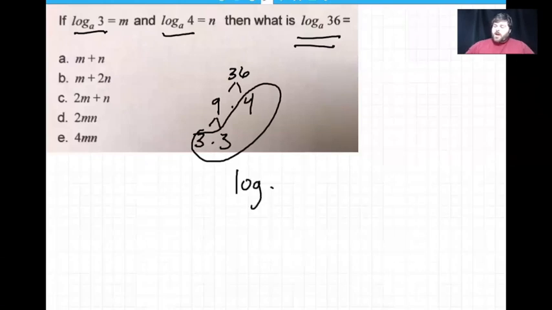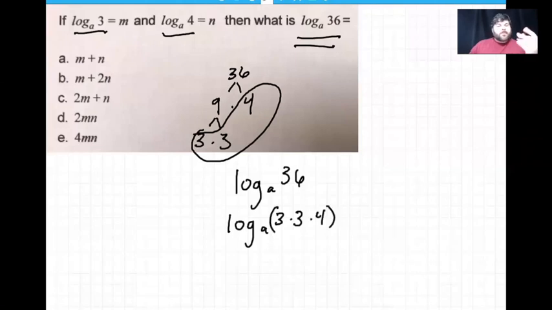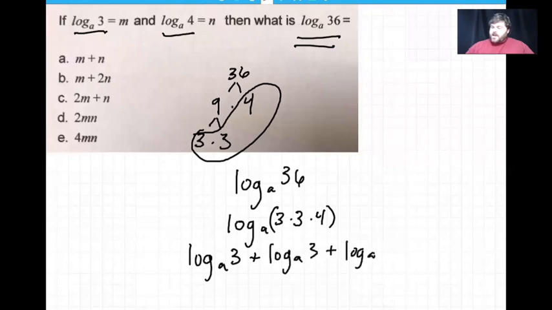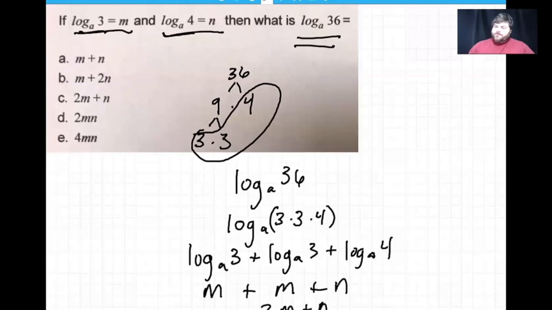So what we're going to do is say that log base a of 36 is the same thing as log base a of 3 times 3 times 4. There's our product that we can separate into separate logs. So we say log base a of 3 plus log base a of 3 plus log base a of 4. And of course, we know what those are. The beginning of our problem says that log base a of 3 is m, and log base a of 4 is n. So we can make those substitutions. It's m plus m plus n, which simplifies to 2m plus n. So answer choice C is correct.